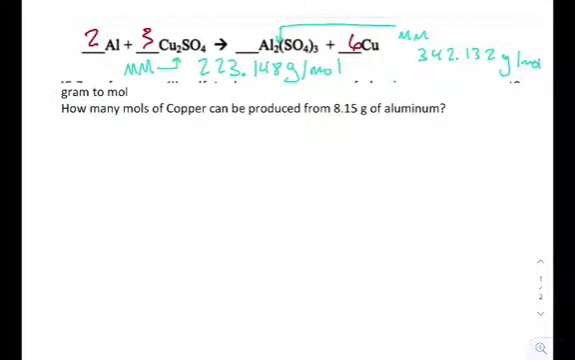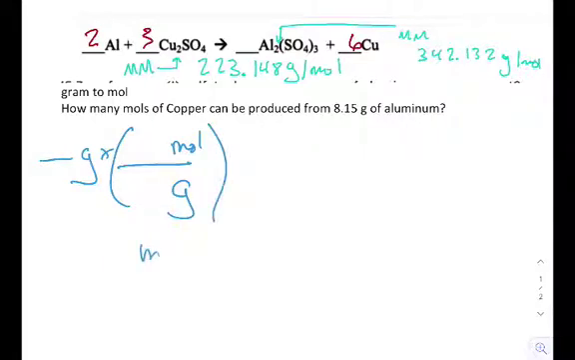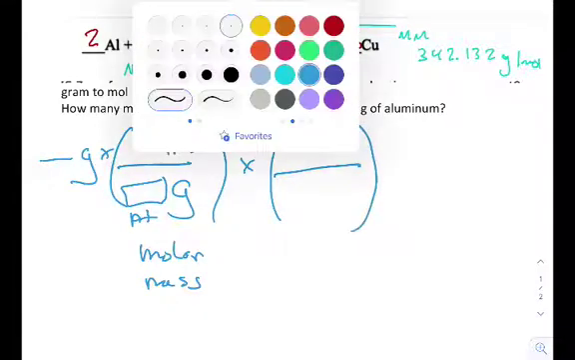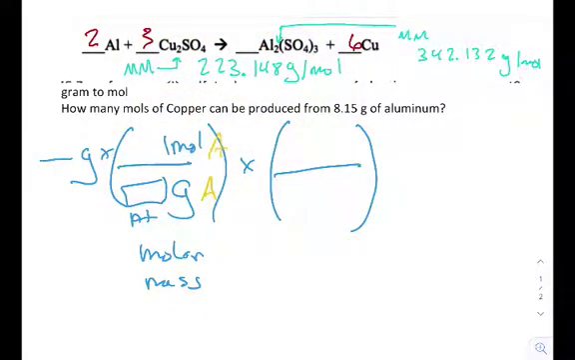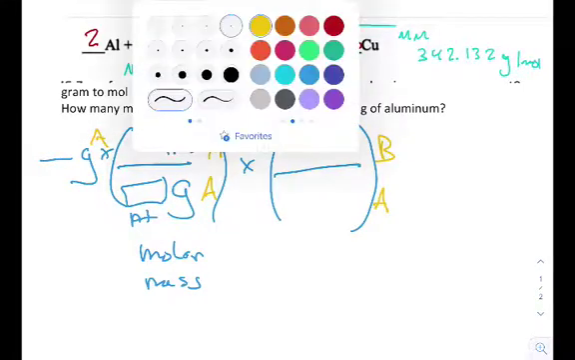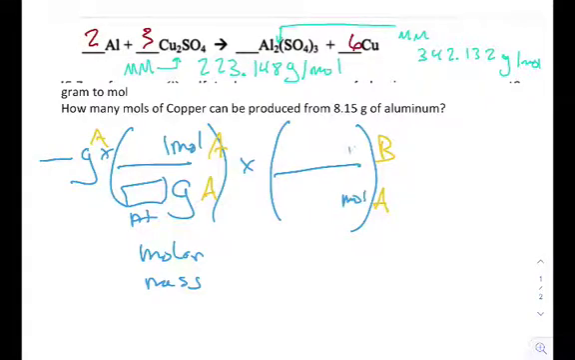So in general, problems that start with gram that are ending in mole will always go the same way. I'm going to multiply first by my molar mass, knowing that my molar mass number will come from the periodic table and the mole is always 1. Then my next step is going to be to take this substance A I've been working in and change it to substance B through the use of the mole ratio, right? The mole ratio, which is what stoichiometry actually is.